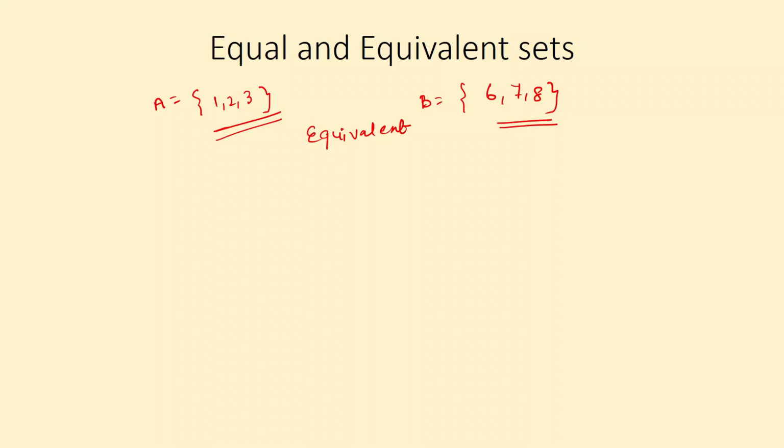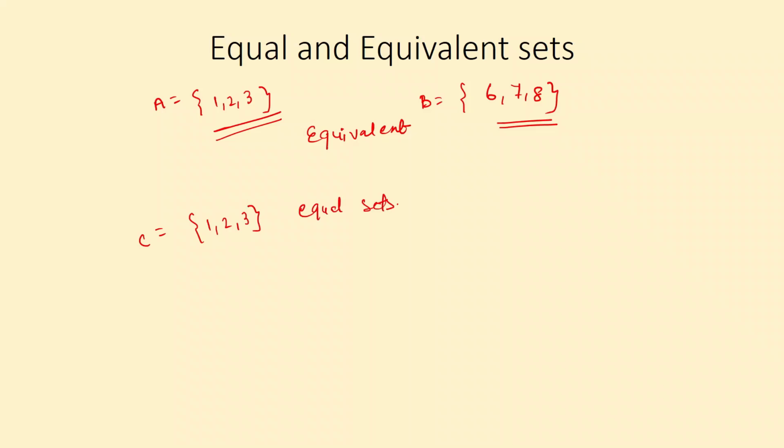So these are not equal because 1, 2, 3 and 3, 6, 7, 8 are not the same numbers. For these two sets to be the same, we need to have exactly the same elements inside them, and then only these two sets will be equal. So if I say that C is one more set where C is equal to {1, 2, 3}, then A and C are equal sets. So this is the difference between equal and equivalent sets.